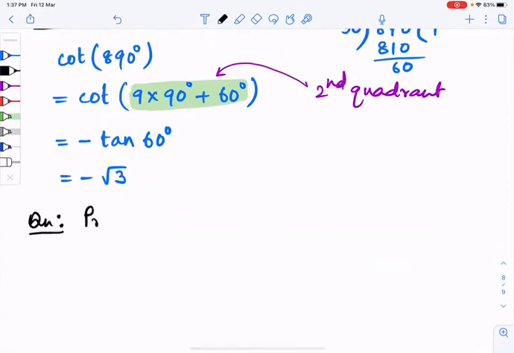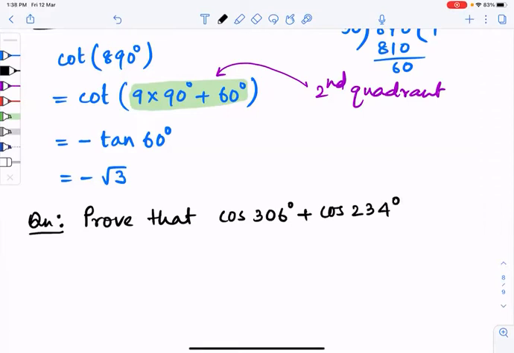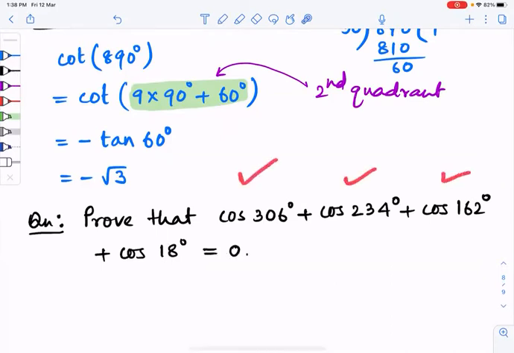Prove that cos of 306 degrees plus cos of 234 degrees plus cos of 162 degrees plus cos of 18 degrees is equal to 0. All these terms, there are 4 terms, if we add, it will be 0.